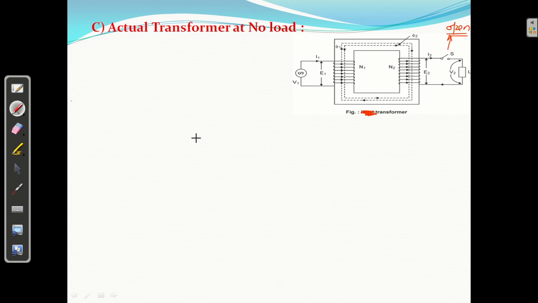So, this is phi. This is I5, who is producing the flux? Magnetizing component of current. यहाँ पर कौन सा component current है? I5, forget I1, I5, okay? Now, because of this flux will be produced and that flux is flowing I5, right? And that flux is linking both primary and secondary. So EMF will be induced on the primary and EMF will be induced on the secondary side. This is E1 and this is E2. EMF will be induced on the primary and secondary, E1 and E2. And this E1 and E2 will lag to the flux by angle of 90 degree.